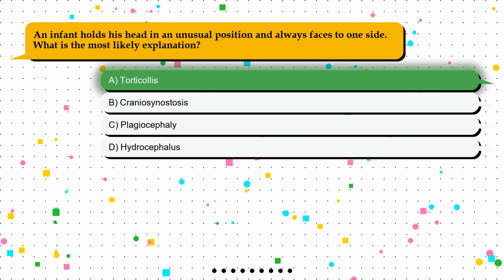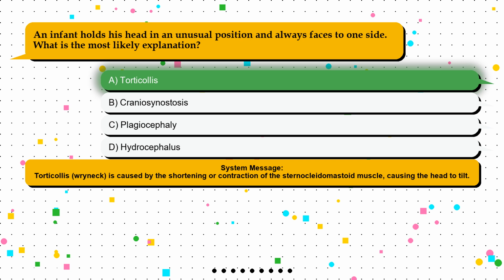The correct answer is option A. Torticollis. Torticollis, or wryneck, is caused by the shortening or contraction of the sternocleidomastoid muscle, causing the head to tilt.